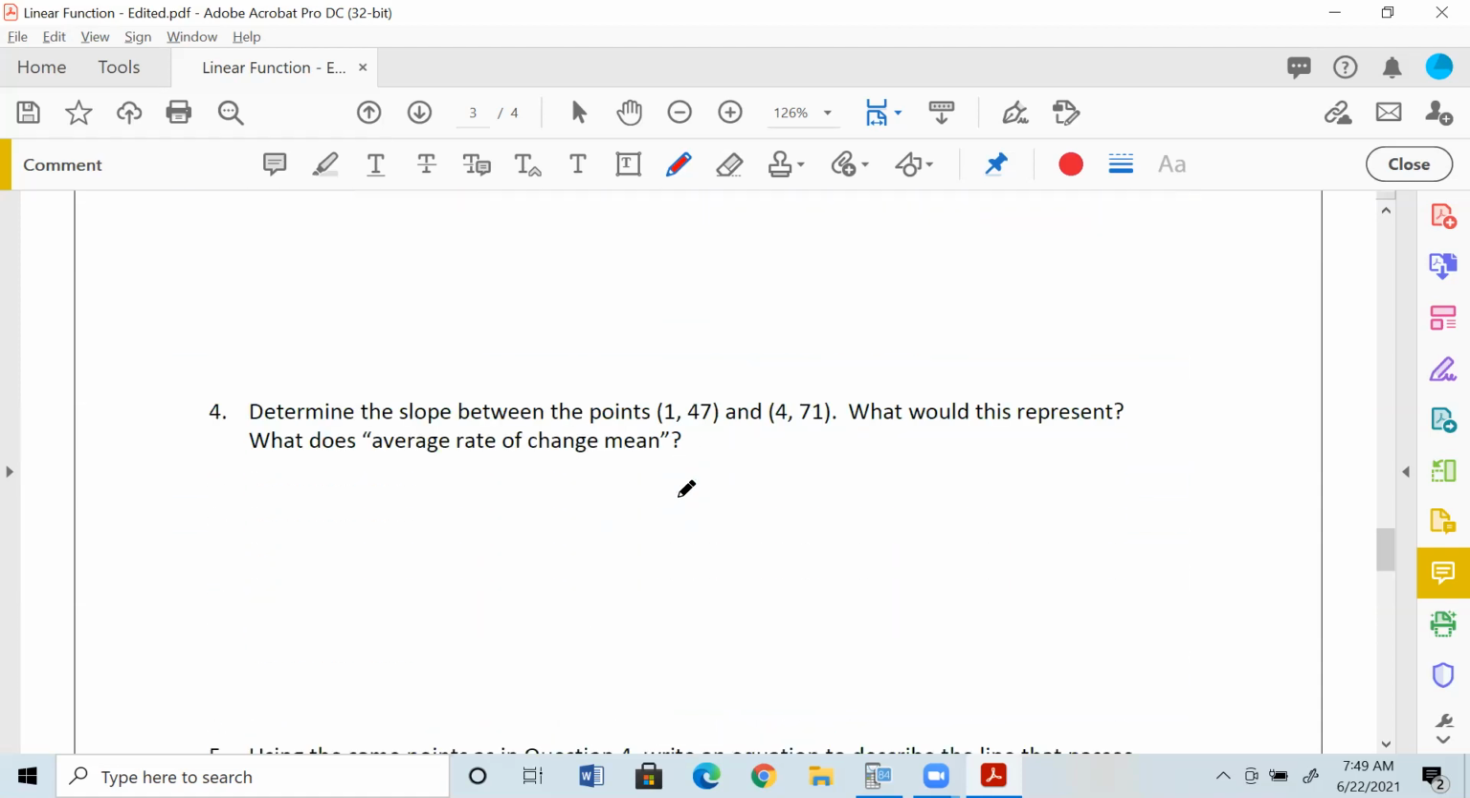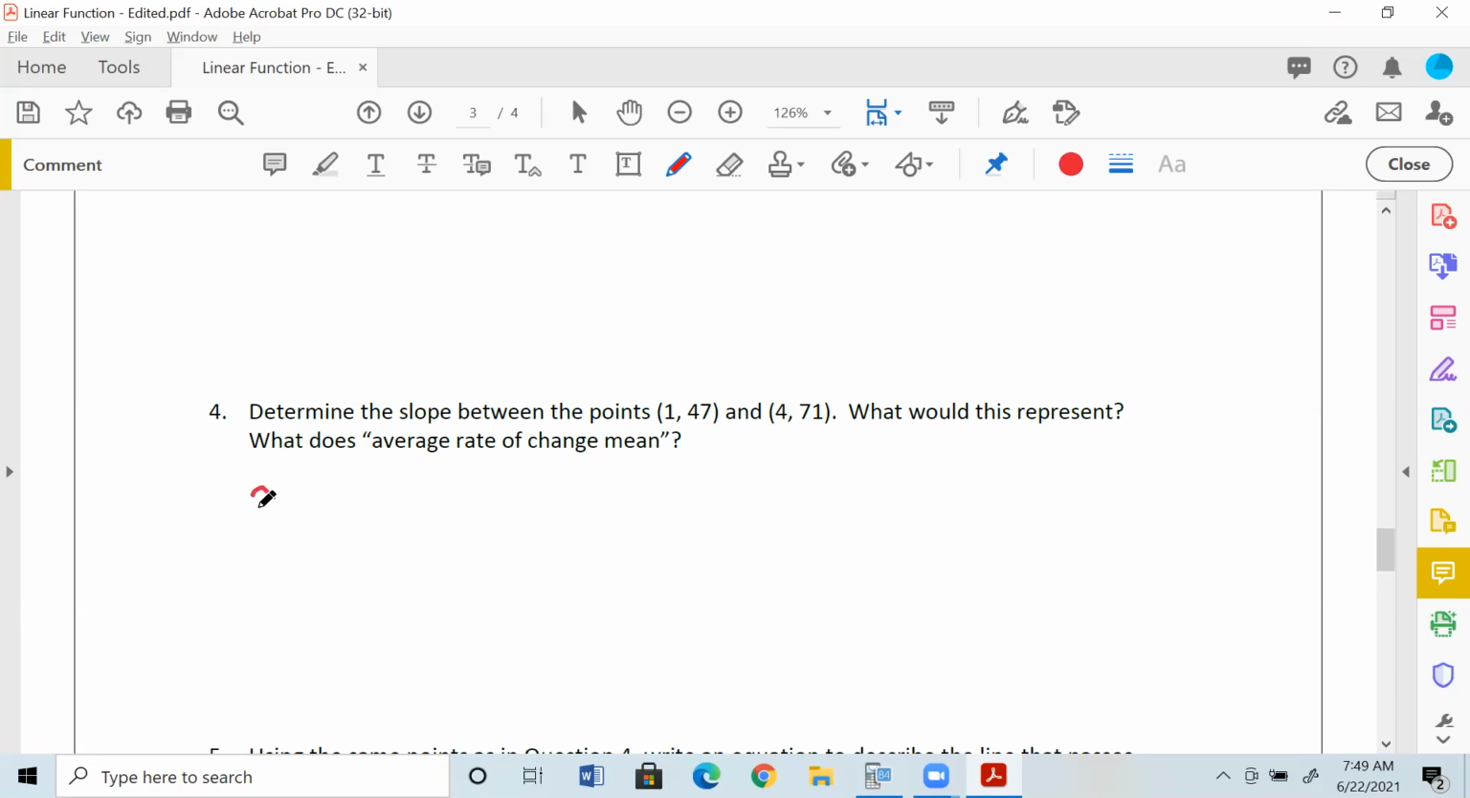We're now going to move into some of the questions that we will find when working with linear functions. One question that we're often asked is to find the slope between 2 points. So here we're looking at January with 47 degrees and April with 71, and we're asked to determine the slope between these two.